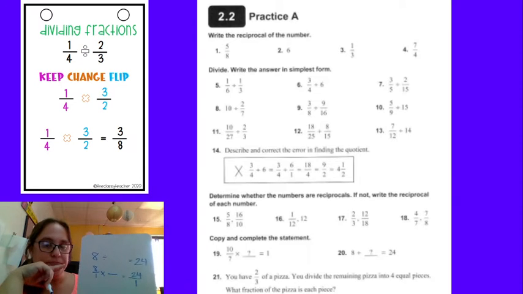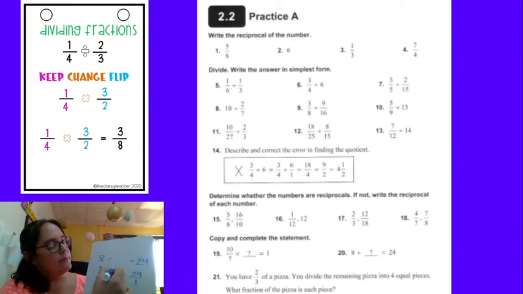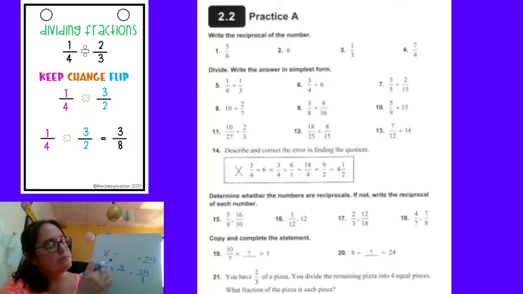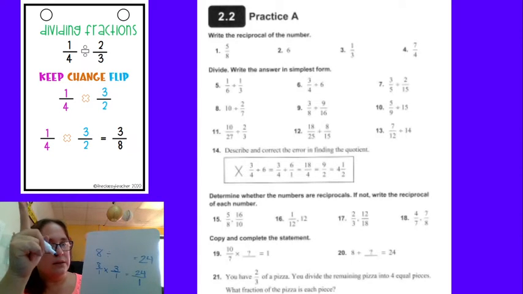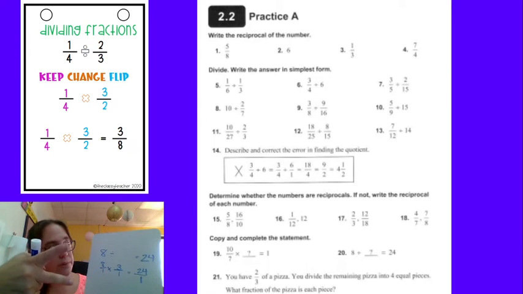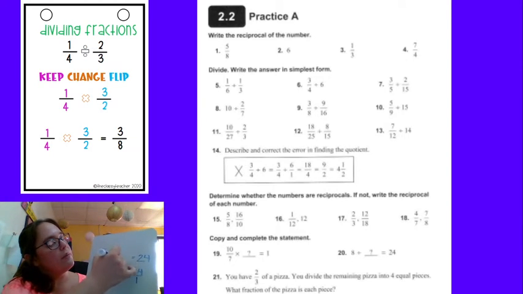Use your chart. 8 times what is 24? Okay, 3. What goes down here? 1 times what is 1? 1. Okay, but remember up here, when we're dividing, we multiply by the reciprocal. So to find what we want up here, we need the reciprocal. So flip this answer around.